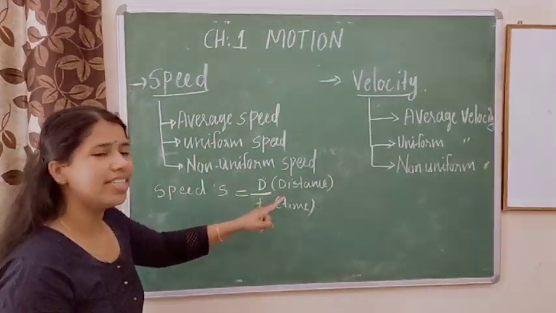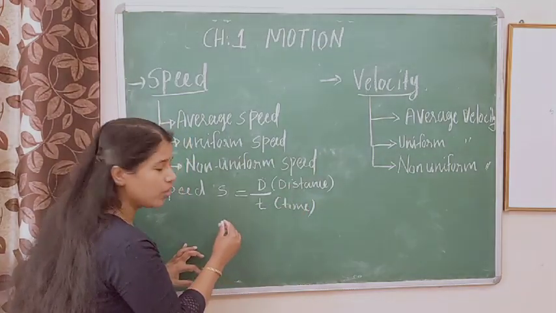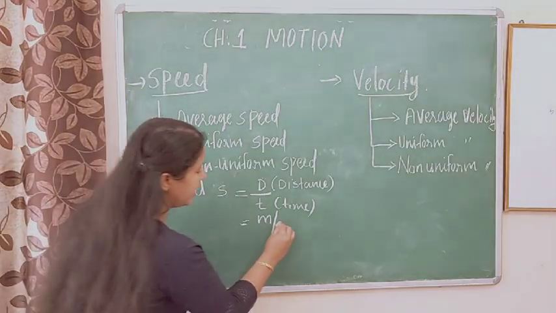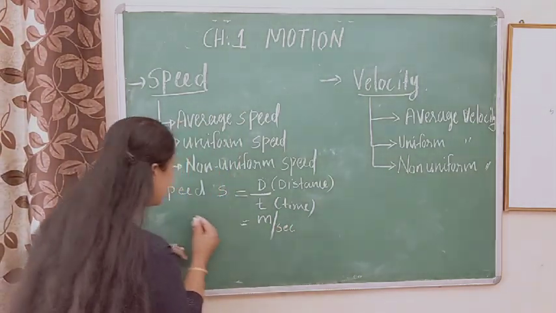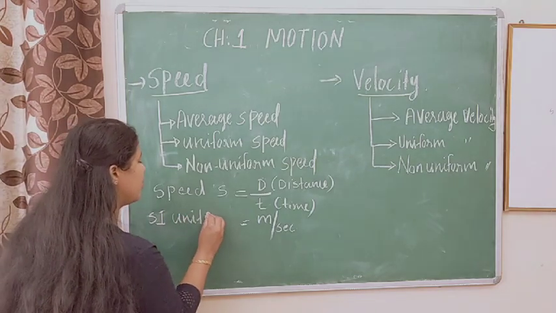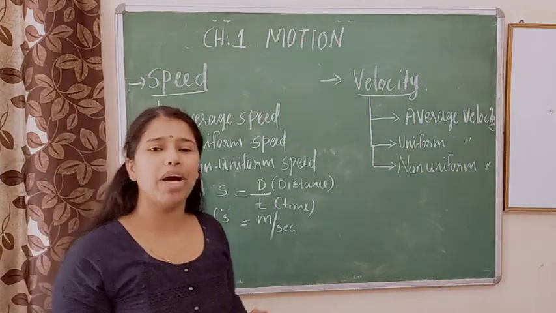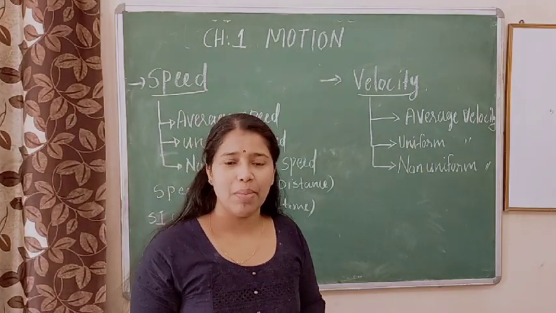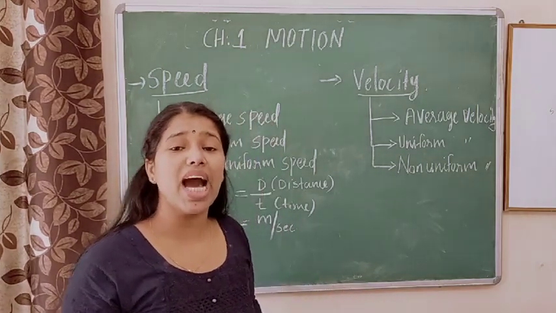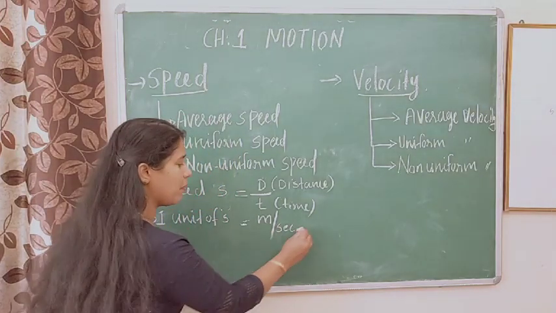We know that the distance unit is meter and the time unit is second. Then we can write the SI unit of speed is meter per second. In some textbooks the SI unit is meter per second, but they use other units also. Okay, we can use meter per second.